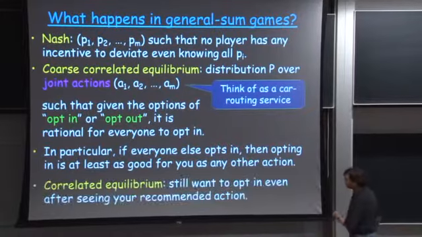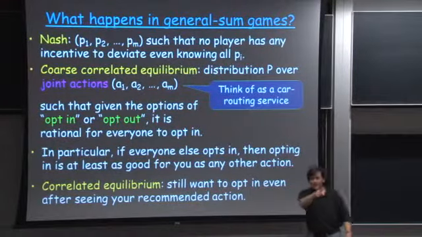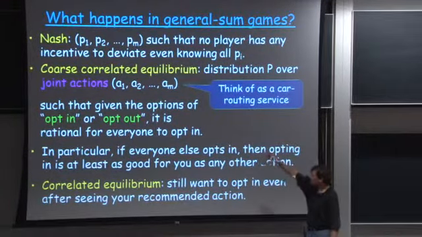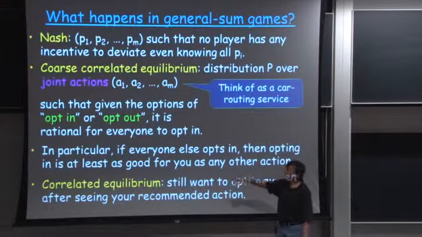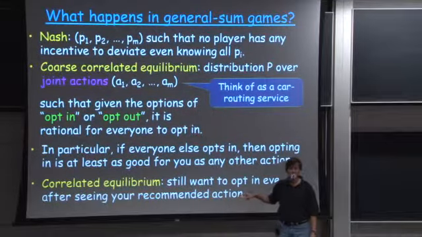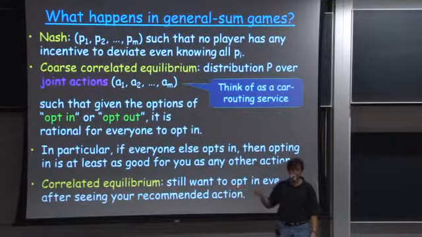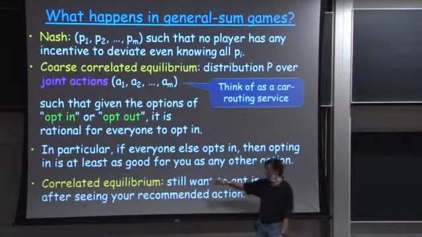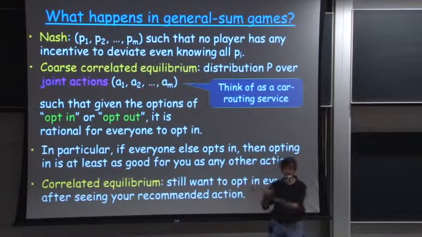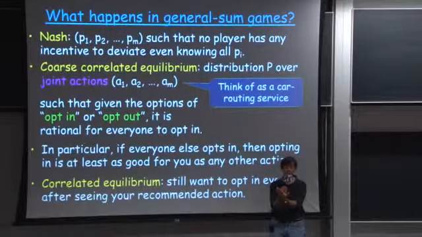Correlated equilibrium says exactly this thing. The difference between coarse correlated and correlated is, imagine that you get to see the recommended action and then decide, maybe I don't want to do that. If it's a correlated equilibrium, you still want to do it even once you see what your car has been told to do.